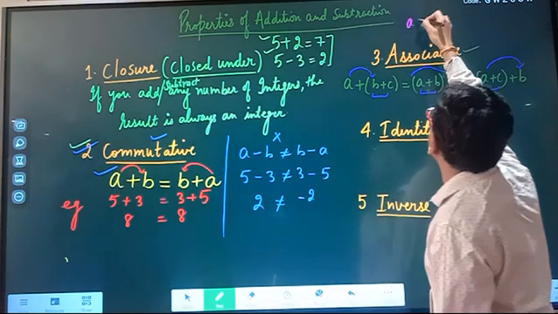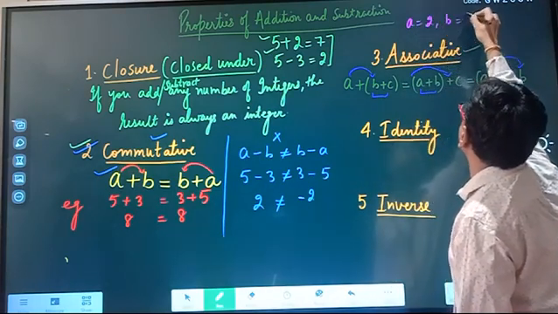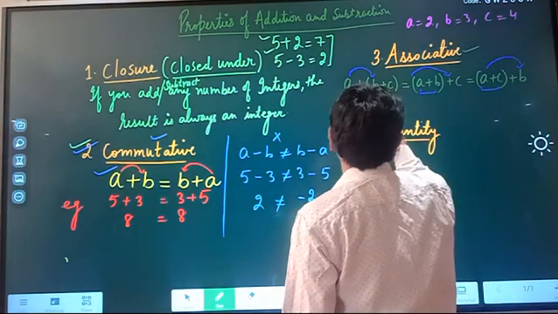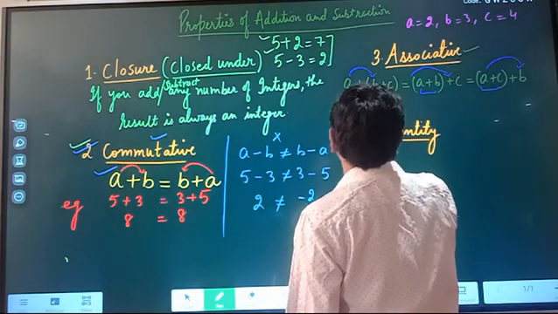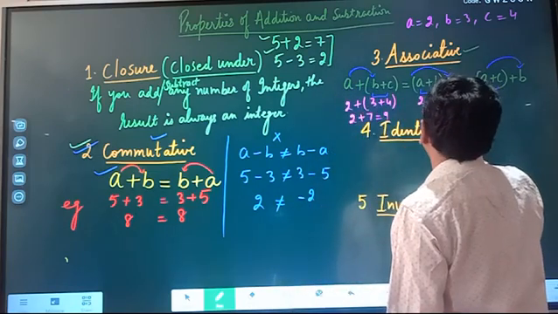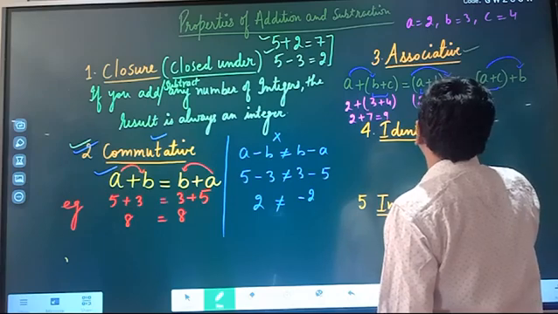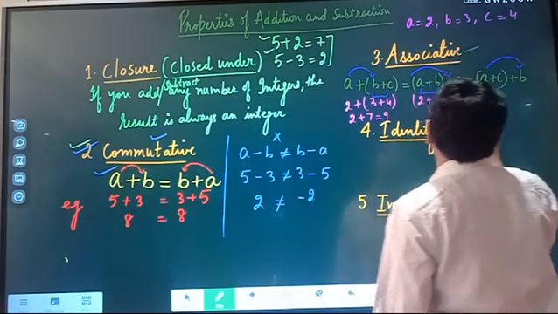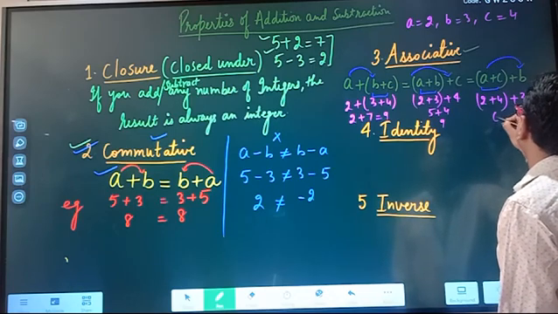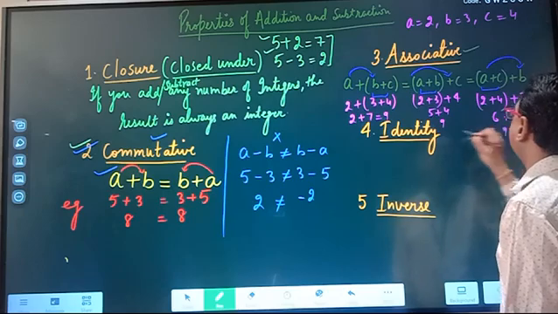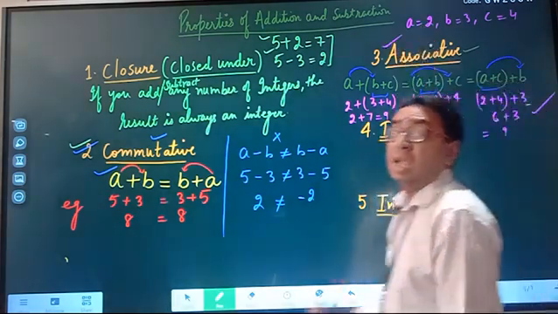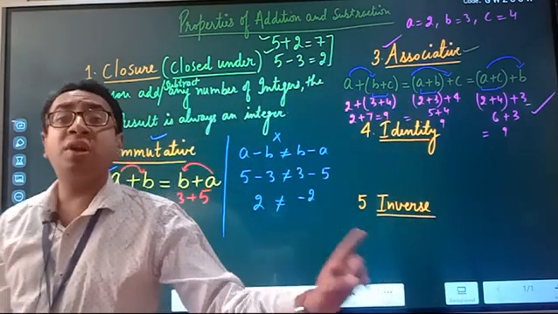Now let us take an example. For example, A is equal to 2, B is equal to 3, and C is equal to 4. 2 plus (3 plus 4), 2 plus 7, that is equal to 9. Now (2 plus 3) plus 4, that's 5 plus 4, that's again equal to 9. (2 plus 4) plus 3, 6 plus 3, that is equal to 9. Hence 9 is equal to 9 is equal to 9. Hence associative property holds good for addition.